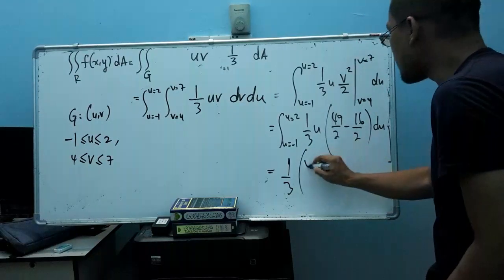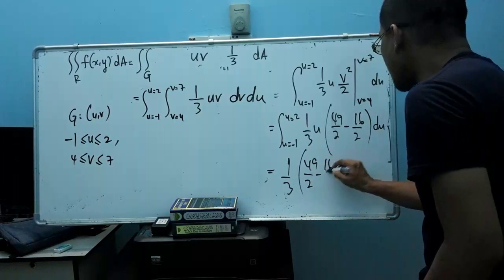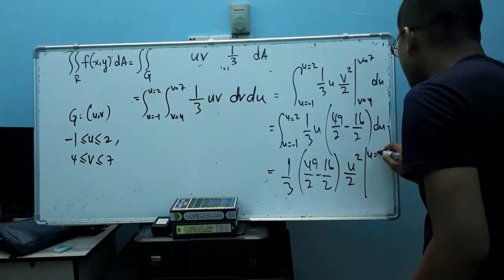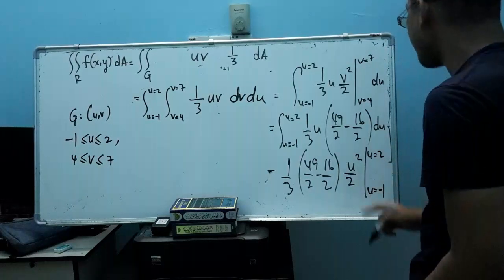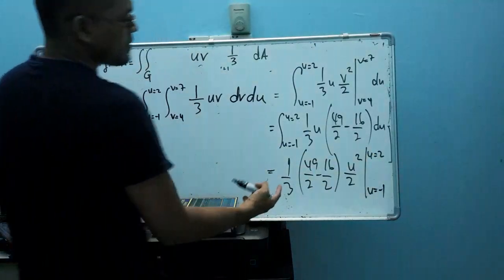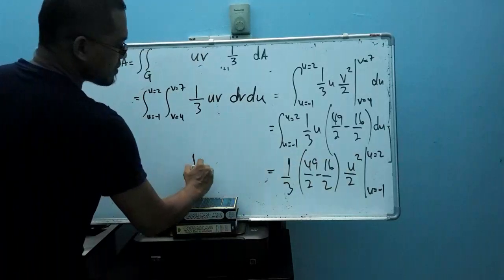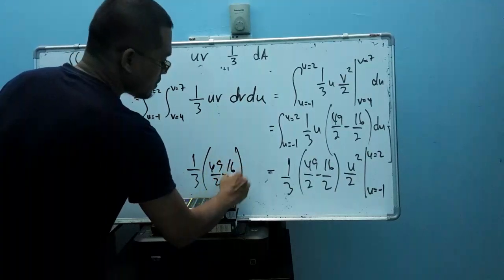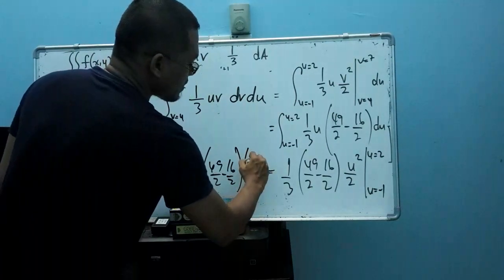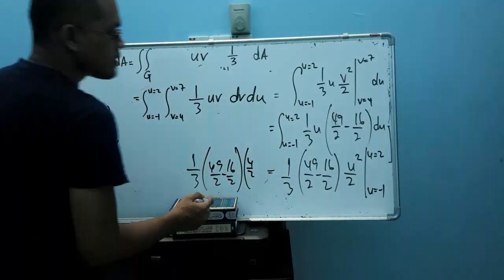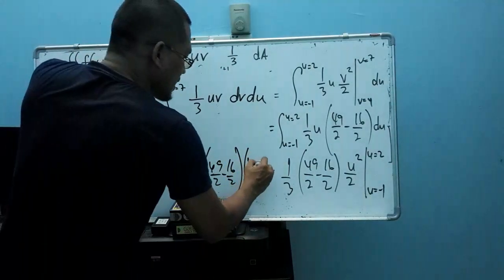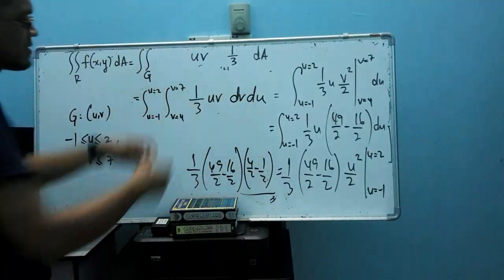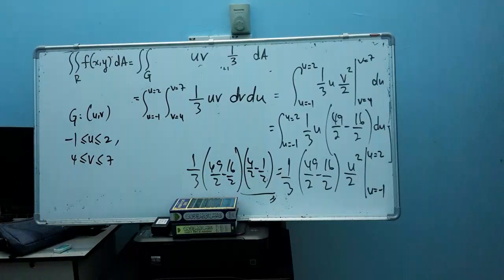Of course this one is just a number, 49 over 2, 16 over 2, and then I will have u squared over 2, u equals 2, u equals minus 1. So this number will give me 1 over 3, 49 over 2, 16 over 2. You just take this one, so I will have 4 over 2 and then minus 1 over 2. So this one will be the final answer. You can check.